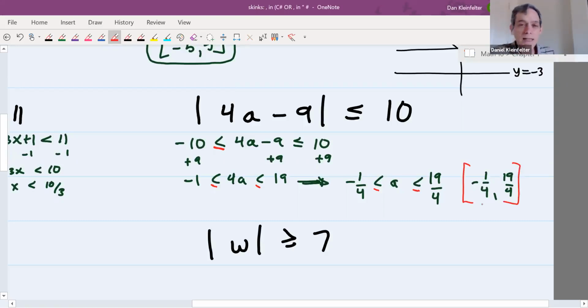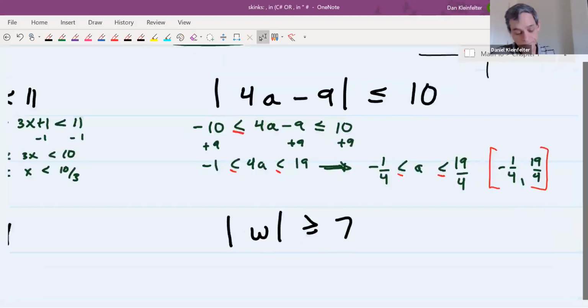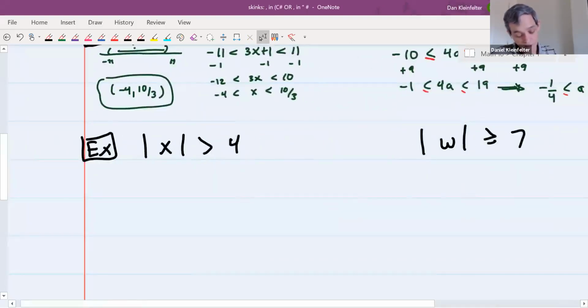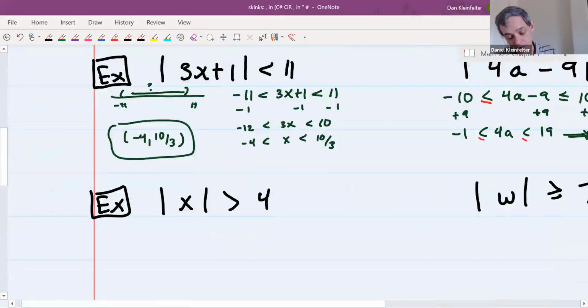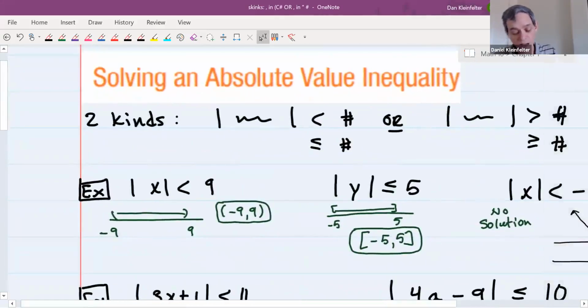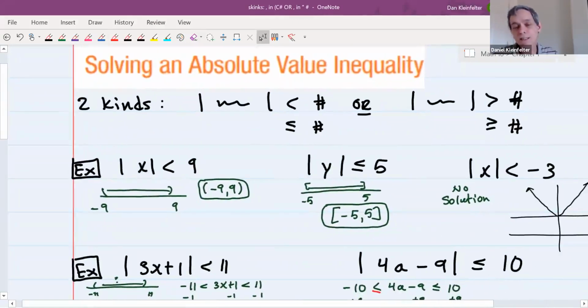Okay, it's a good idea to take a look back at the end and make sure that what you're doing makes sense. Looking at the original inequality, it had the or equal to in it, so I know that the final answer should have square brackets on it. So that's a way of seeing that, you know what, something went wrong somewhere along the way. Okay, all right, so for these first kind of absolute value inequalities, where it was less than or less than or equal to, we're saying that the distance from 0 has to be within a certain amount.